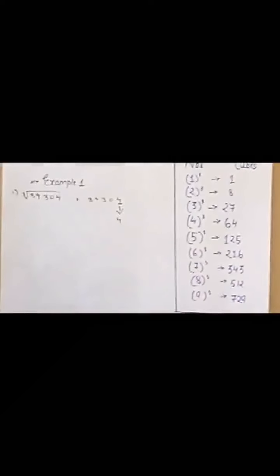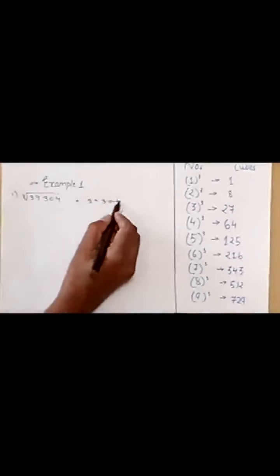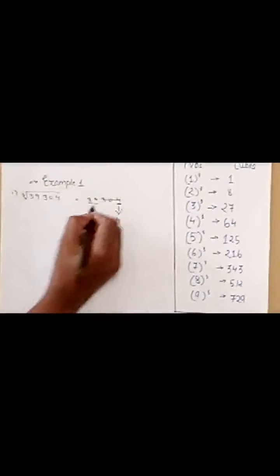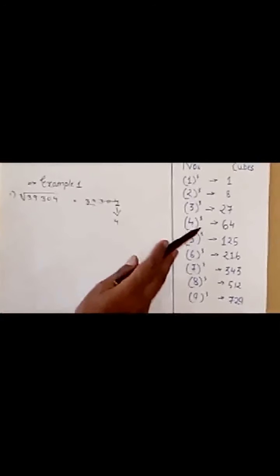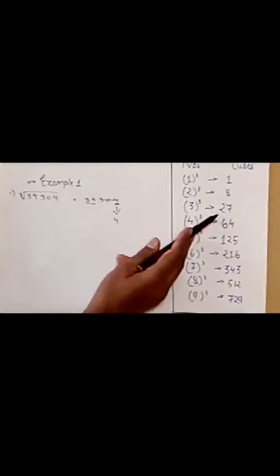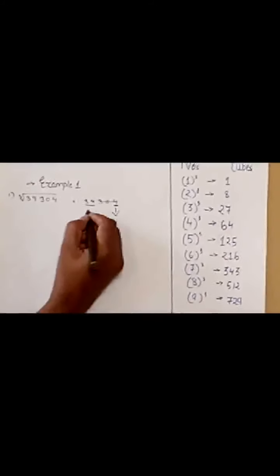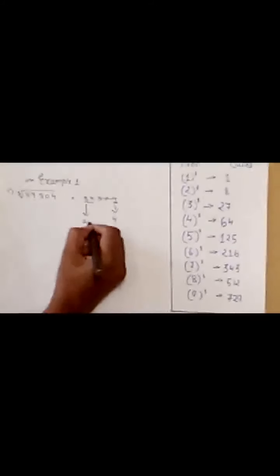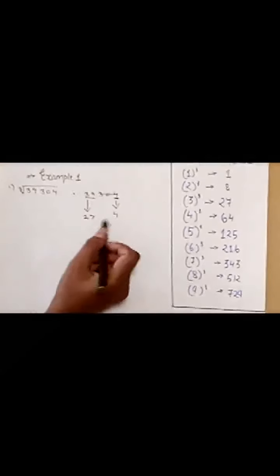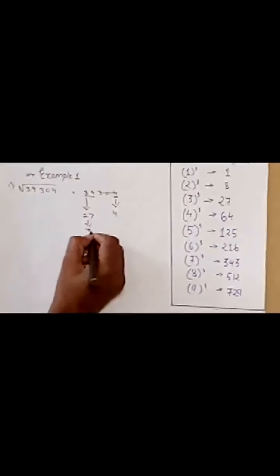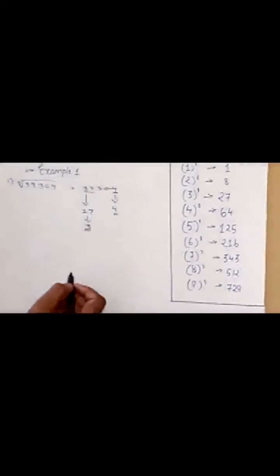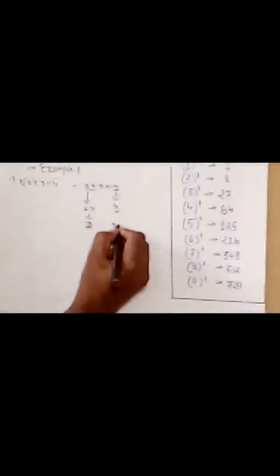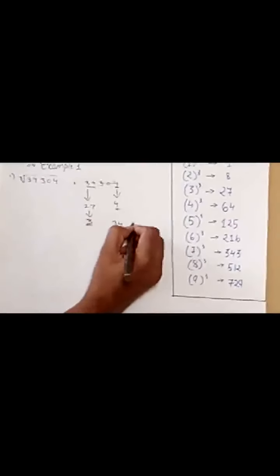Now remove the last three digits and the remaining number is 39. Now we have to find 39 in this table. If it is not available, then find the value less than 39. So that is 27, that is the cube of 3. Now let's combine the numbers: 34. So the cube root of 39304 will be 34.